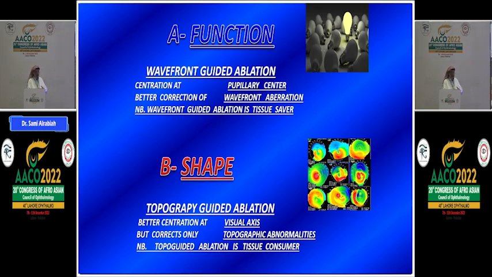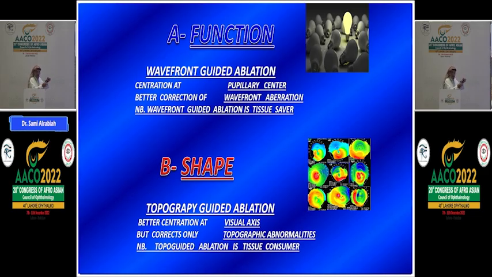On the contrary, the shape one, which is topography guided, is on the visual axis, because when you take that photo, you ask your patient to look at the light, and you take the topography on this visual axis. So when the machine corrects on the topography guided treatment, it goes on the visual axis and you correct on the visual axis. But this is tissue hungry. It eats a lot of tissue. So it has some benefit that it is on the visual axis, but it eats too much tissue and it does not correct everything.